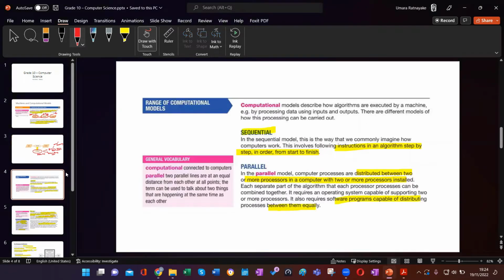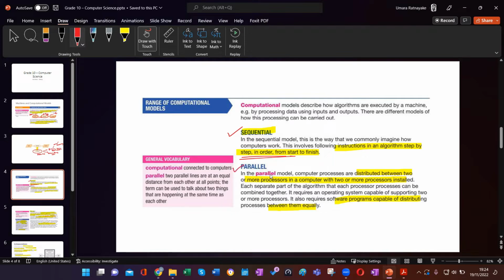So depending on how these computer systems process data, we can come across three models. One is the sequential model. In the sequential model, just like program instructions, the instructions are carried out, executed, one after the other in an order. One after the other, simple, right? Step by step, just like a sequence control structure in programming.